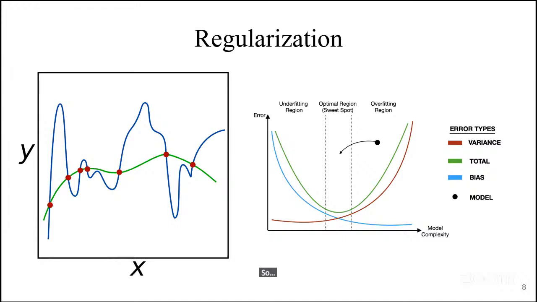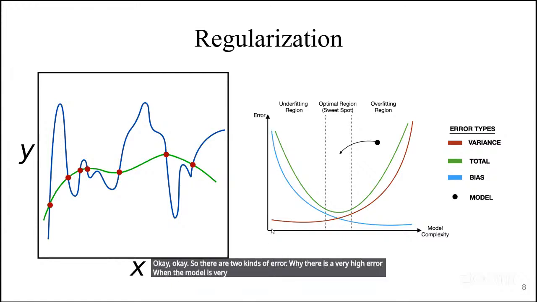Can you explain the variance again, sir? Okay. So there are two kinds of error. There is a very high error when your model is not even complex, when your model complexity is very low, then your training error would also be very high. Why do I say the training error is high?